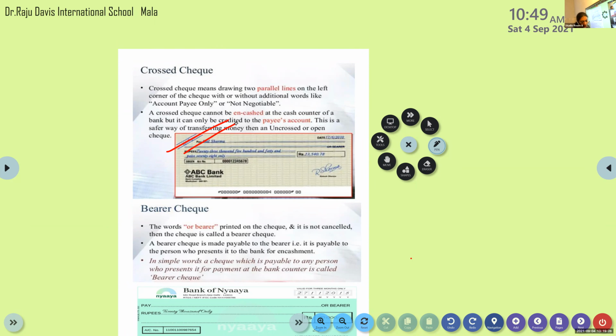So how many checks I told you now? Bearer check, order check, open check, crossed check. Now please read and understand these four. Read the textbook. Only 2-3 lines are given there. Still, get the idea clear.